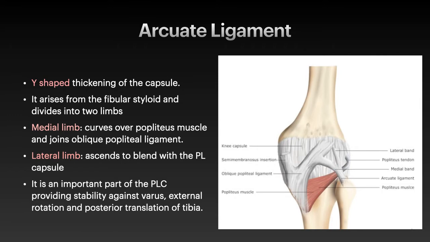Coming to the arcuate ligament. This is actually a Y-shaped thickening of the capsule. It arises from the fibular styloid and divides into two limbs. The medial limb curves over the popliteus muscle and joins the oblique popliteal ligament, whereas the lateral limb ascends to blend in with the posterolateral complex capsule at the level of the lateral gastrocnemius muscle. It is an important part of the PLC providing posterolateral stability.